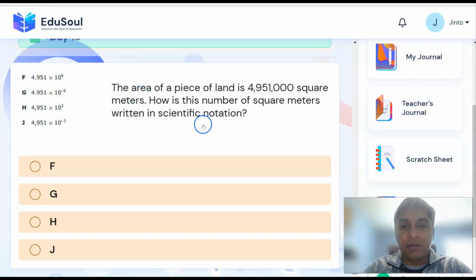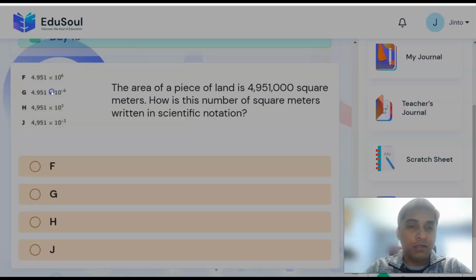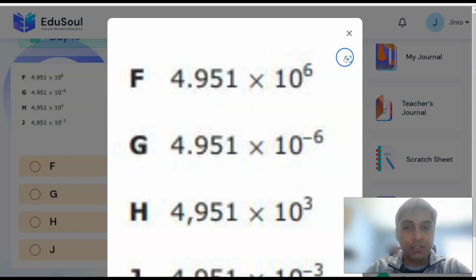Today let's learn a little bit about scientific notation. This is a star question. The area of a piece of land is 4,951,000 square meters. How is this number of square meters written in scientific notation? And they have given some options.